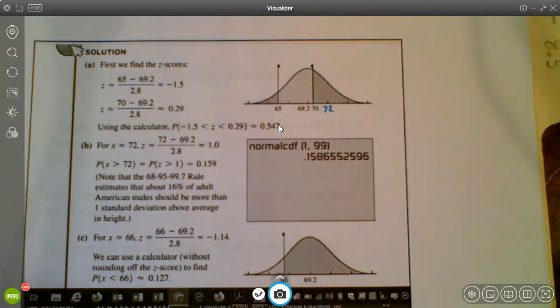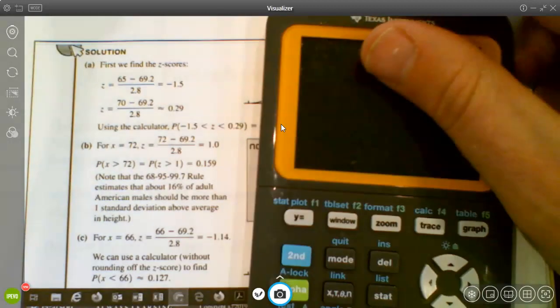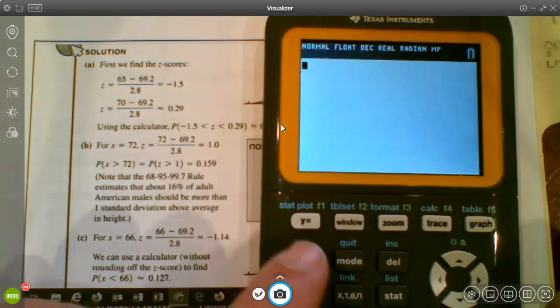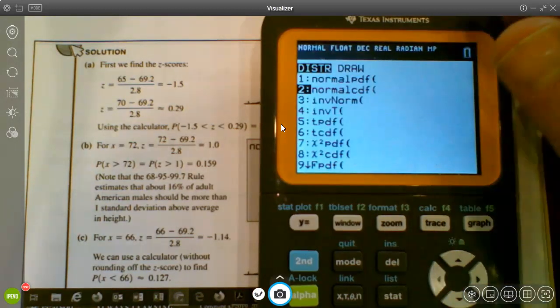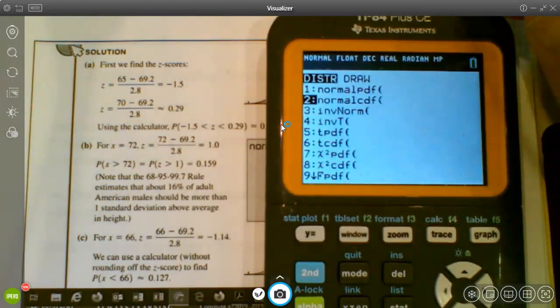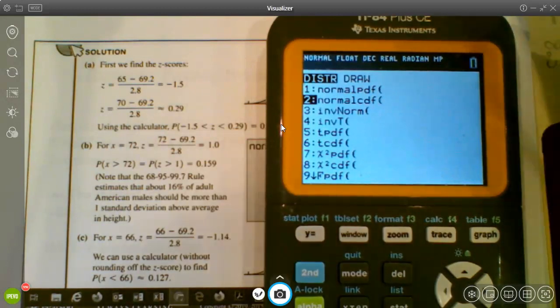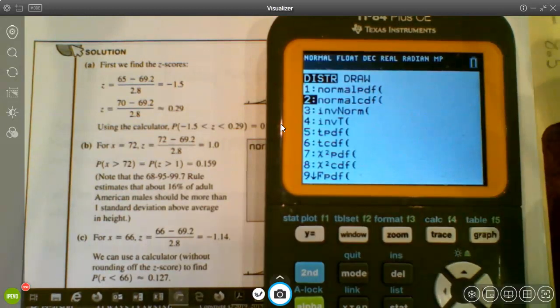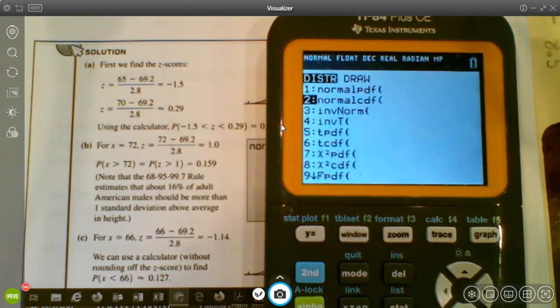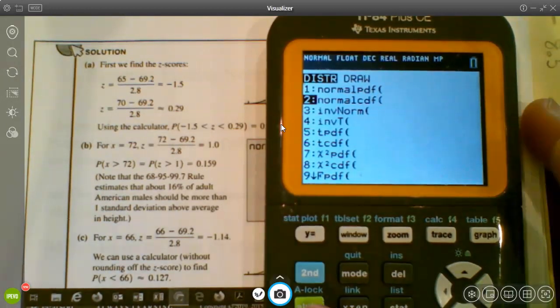Right? And so you could use a calculator for this. So let me just show you within the graphing calculator. I'm going to go back into my distribution function, and we're going to go to normal cumulative distribution function. Looks like normal CDF. So we're going to do that. It's cumulative because we're not looking at a specific point. We're looking at the entire area under the curve, right? It's a whole range of answers.